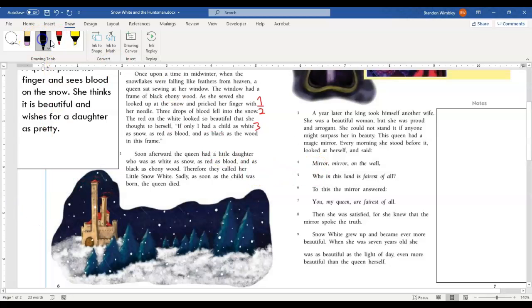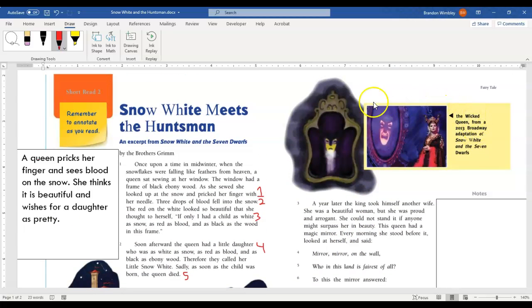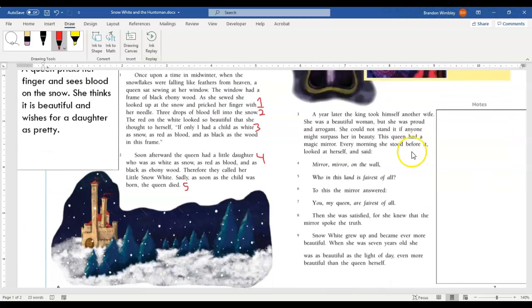So I think my next part is this. The daughter was born. And then another key event, though, is this part right here. The queen died. So the daughter's born, the queen died. So I think there's 2 key events in this part. So let's go on to the next part. So we have this picture here from a play showing us Snow White.